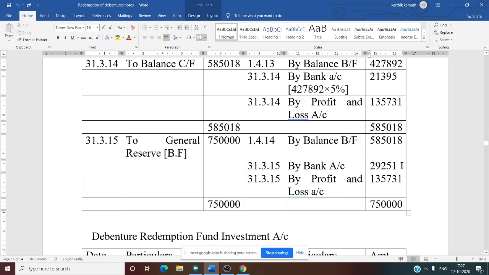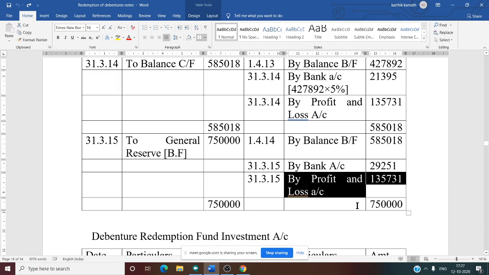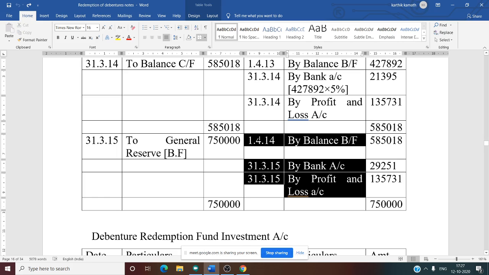If you do, you will get 29,251. Then profit and loss account balance, anyways, that is there for every year, 1,35,731. Okay, now leave the account as it is. After writing these three entries in the last year, leave the account as it is.